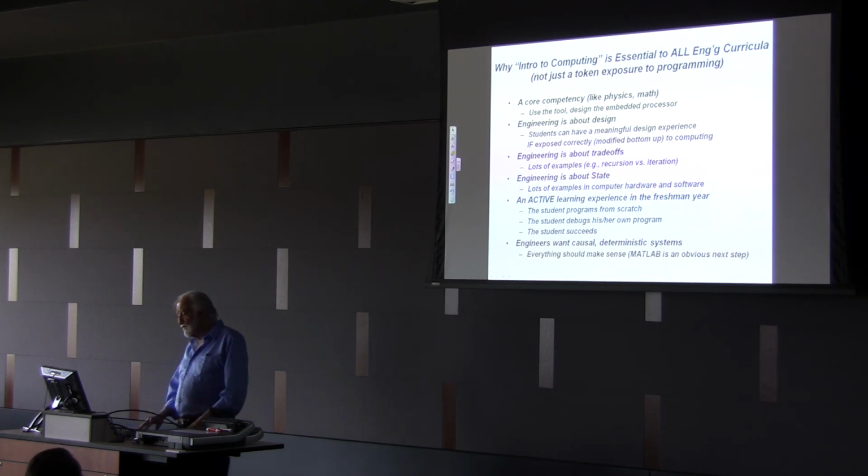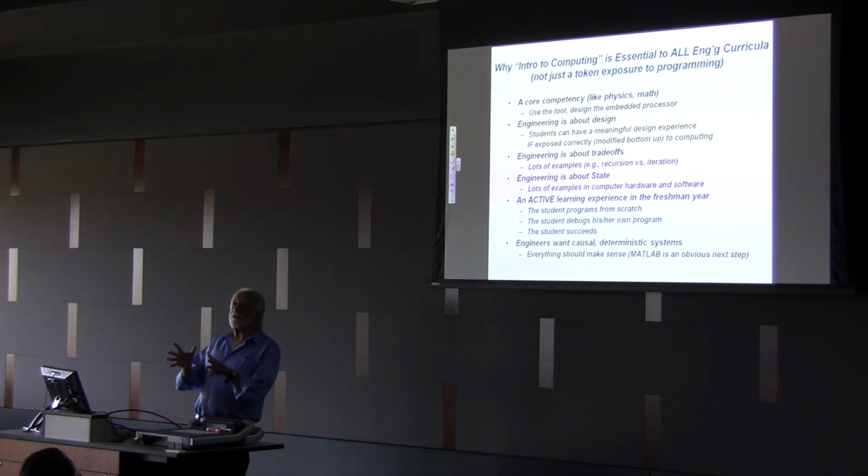Engineering is about trade-offs. I already said that. Engineering is about state. And there are lots of examples. We'll talk about some of them. An active learning experience in the freshman year: the student programs the computer from scratch. Zeros and ones.